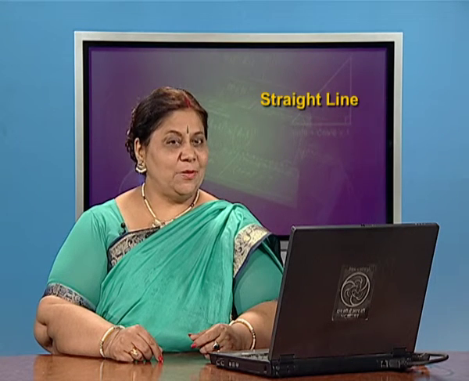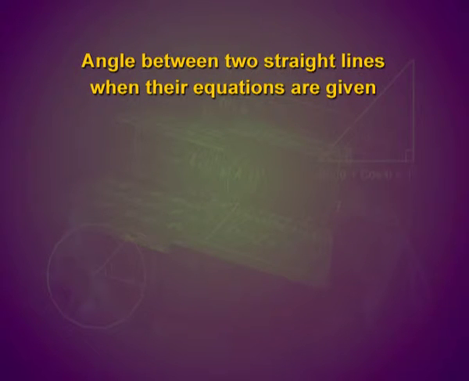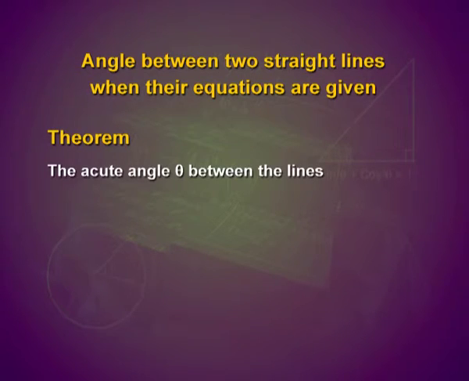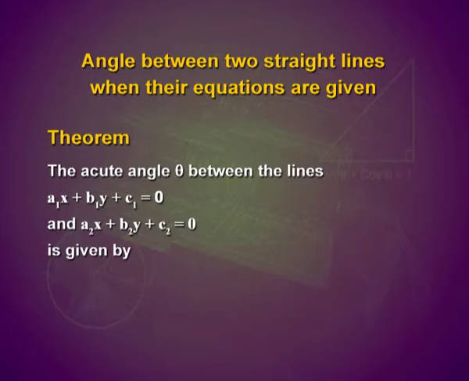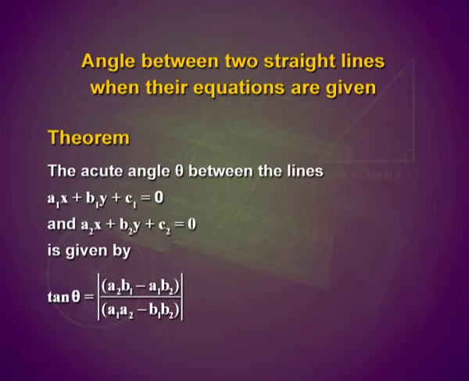Now, let us discuss the angle between two straight lines when their equations are given. Let us look into the theorem relevant to this. The acute angle theta between the lines a1x plus b1y plus c1 is equal to 0 and a2x plus b2y plus c2 is equal to 0 is given by tan theta is equal to the absolute value of a2 b1 minus a1 b2 upon a1 a2 minus b1 b2.